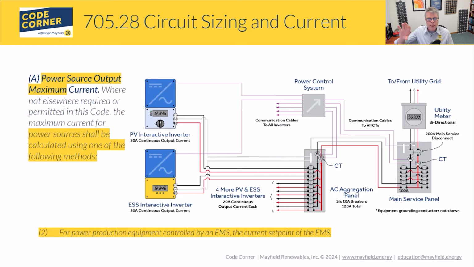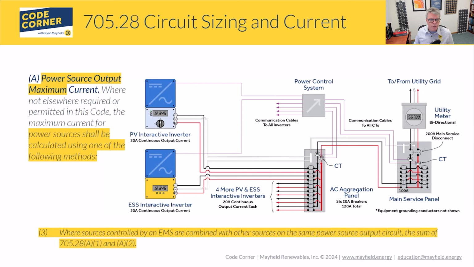Here on the screen, this power control system, as it's being labeled, is controlling the power. The set points for the output of those inverters, if they are controlled by that listed energy management system, would be what the maximum current would be. Again, that's setting the baseline for how we're going to size our conductors, our overcurrent protection, and set up the entire system properly.